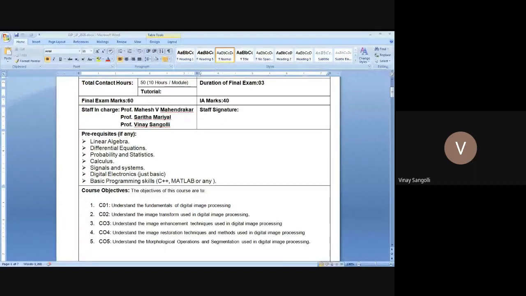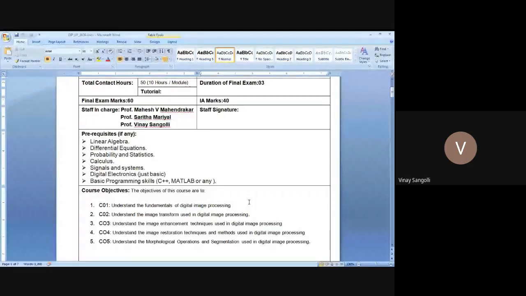One second, there is some issue in the system. So I hope it is visible now.